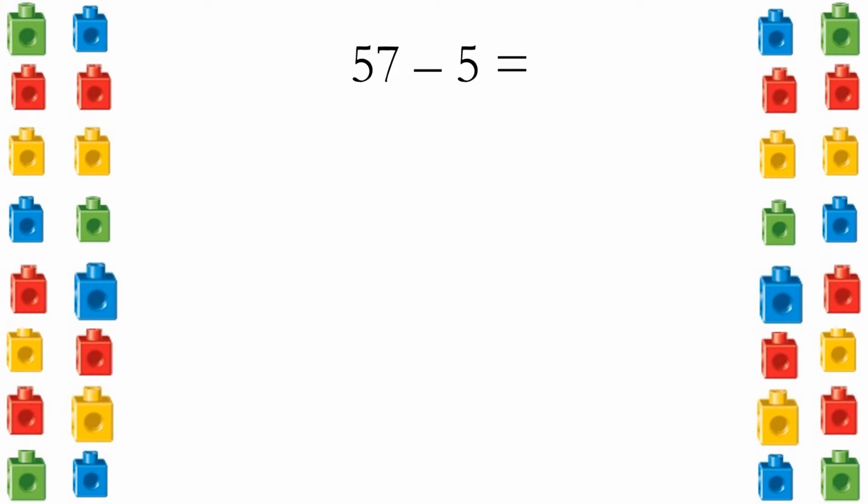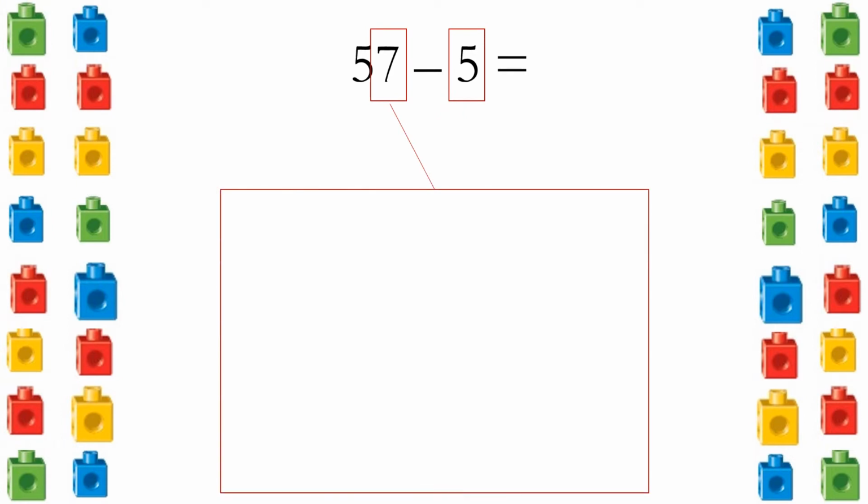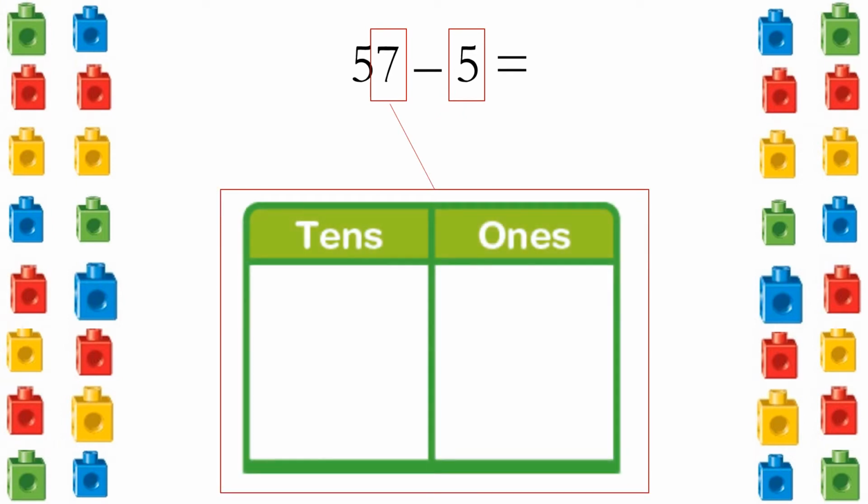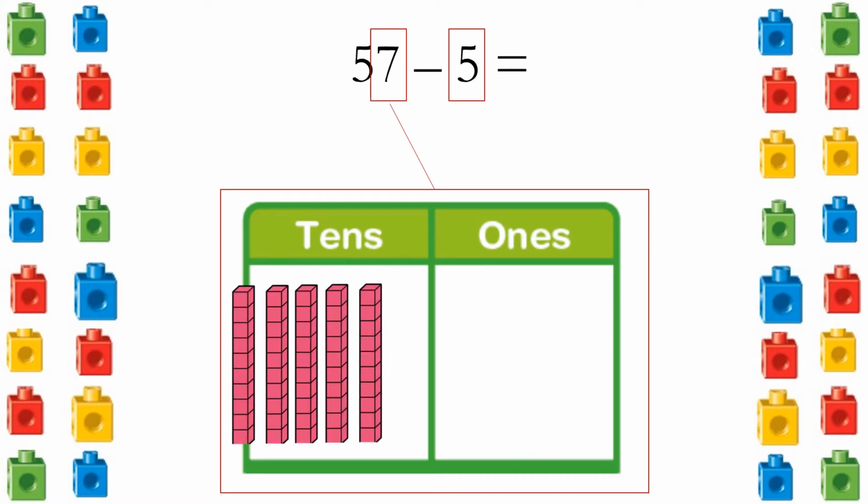Now let's look at this one. 57 minus 55. We're going to model our big number, tens and ones. 57 is 5 tens. There's 50 and 7 ones. And what is it that we're subtracting? 55. So 1, 2, 3, 4, 5. And what's left? We have 5 tens and we have 2 ones. That equals 52.